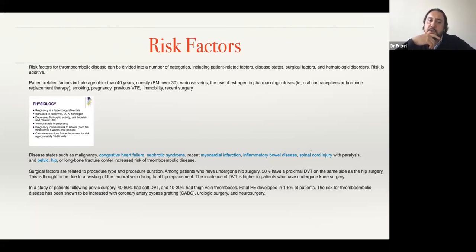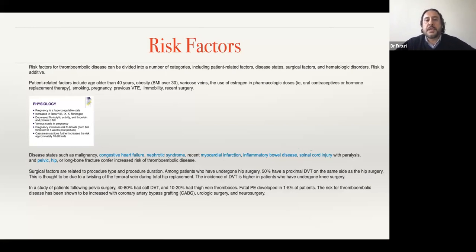Certain patient-related factors, for example, older patients tend to have a higher risk. Obese patients, obesity itself is an independent risk factor for thrombosis, typically in patients who have a body mass index over 30. Patients who have varicose veins, the use of estrogen, especially in oral contraceptive therapy, smokers, pregnancy by itself causes a hypercoagulable state. It is a very high risk factor for pulmonary embolism and DVT, immobility, and also recent surgery.